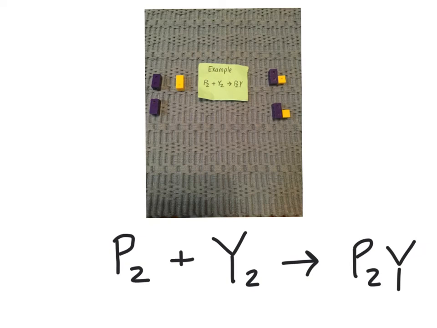So for example, in this case, I have 2 P2s. So I'm going to add the number 2, or the coefficient 2, in front of the P2 in my skeleton equation. I have 1 Y2. I don't use coefficients of 1, so I leave the space in front of the formula Y2 blank. I have 2 P2Ys. So again, I'm going to go back and write a coefficient of 2 in front of my formula P2Y. So my final balanced chemical equation is 2P2 plus Y2 yields 2P2Y.